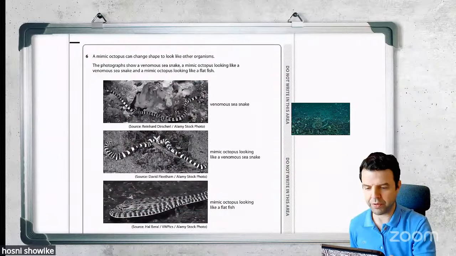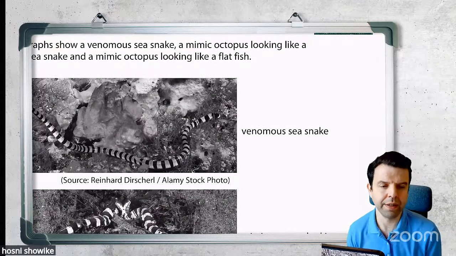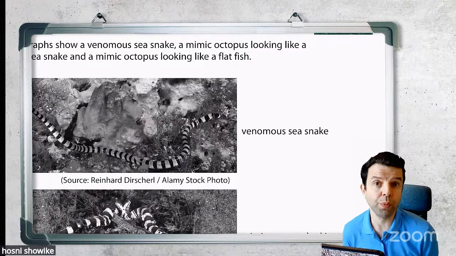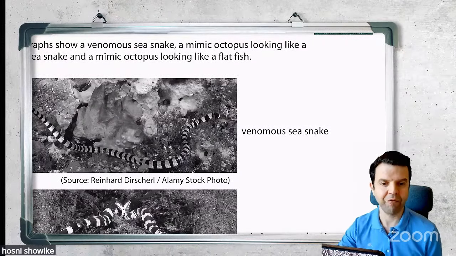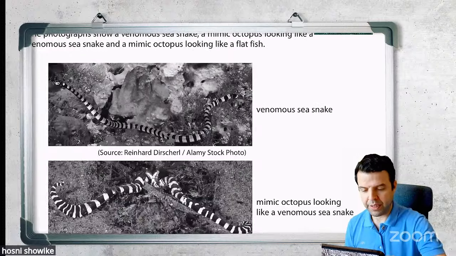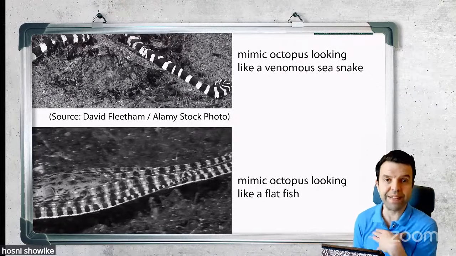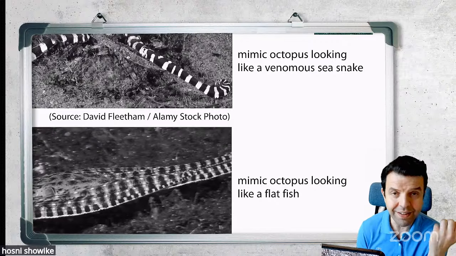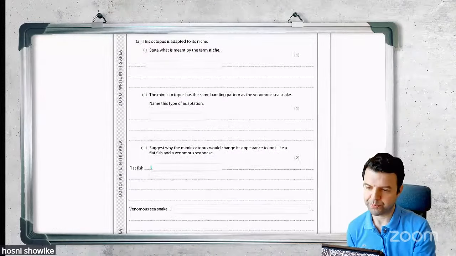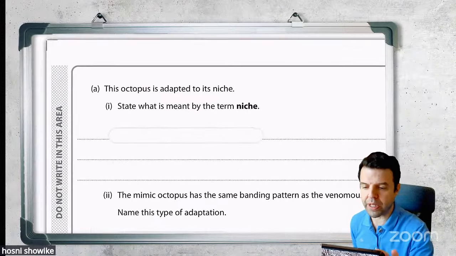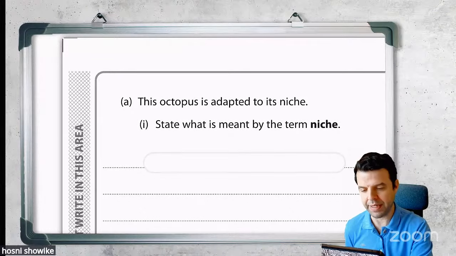So again, just think about it. What would be the great advantage of looking like a venomous sea snake? Here, it would help it to be avoided by predators. Predators won't attack a venomous sea snake, right? And here it's trying to look like a flat fish. Here it's turning itself into a bait, attracting other fish so it can harm them too. This definition comes almost in every paper. What's a niche? It's the role of an organism in its habitat.